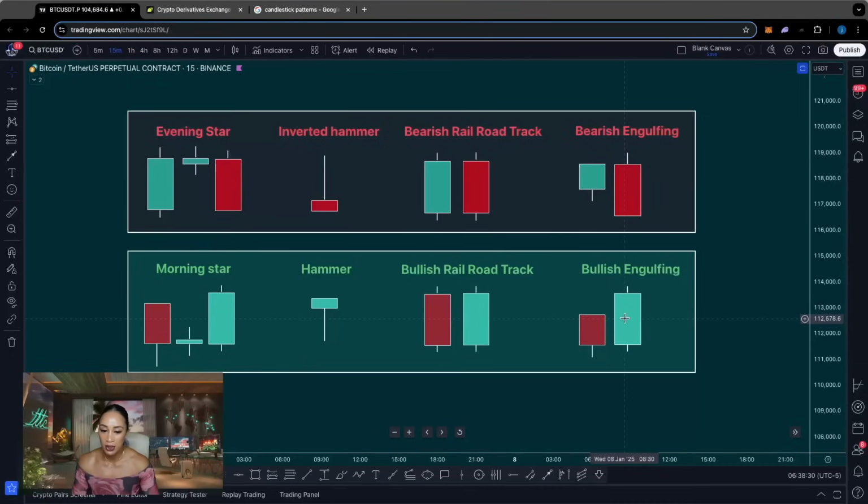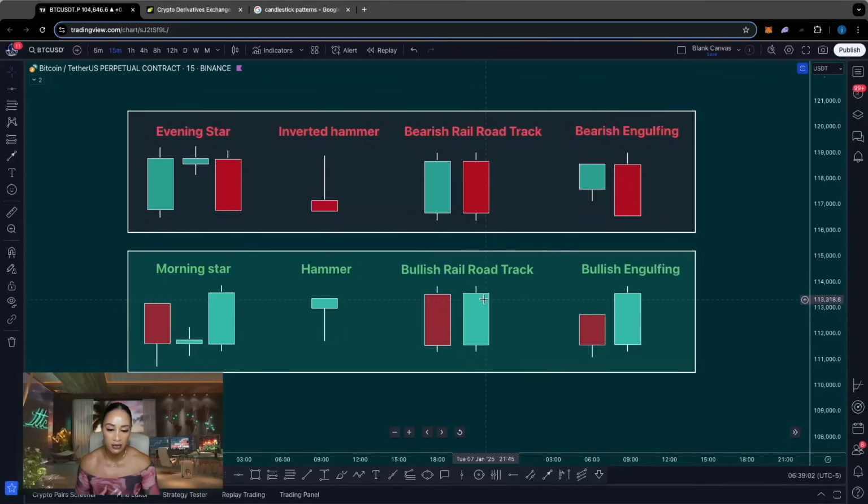Here we have our bullish candlestick patterns, so they are similar to the bearish candlestick patterns, just in reverse. So here with the morning star, we have sellers pushing price down, the next candle opens, no more sellers join the party, the next candle opens, and then the buyers come in and push price up. Same with the bullish railroad track, we have sellers pushing price down before the buyers step in on the next candle and push price up.